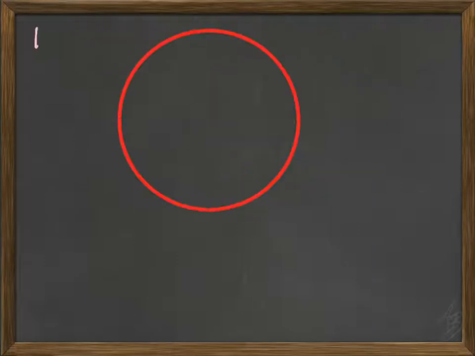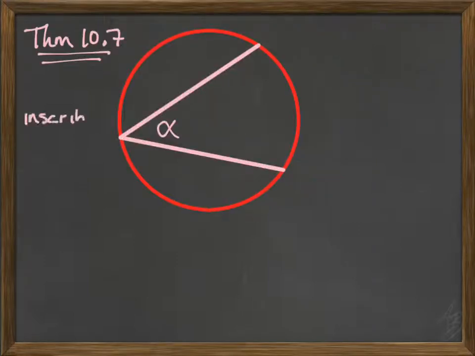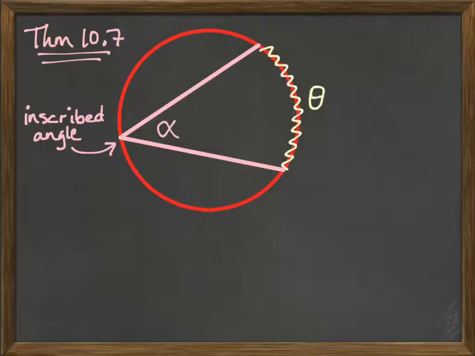Before we get started, I want to look at a theorem from the book, Theorem 10.7 as it's named there. It's a theorem that involves inscribed angles, and it relates the measure of the angle to the measure of the intercepted arc, which is the part of the arc that's inside of an angle. This angle here is an inscribed angle because the vertex is on the circle.